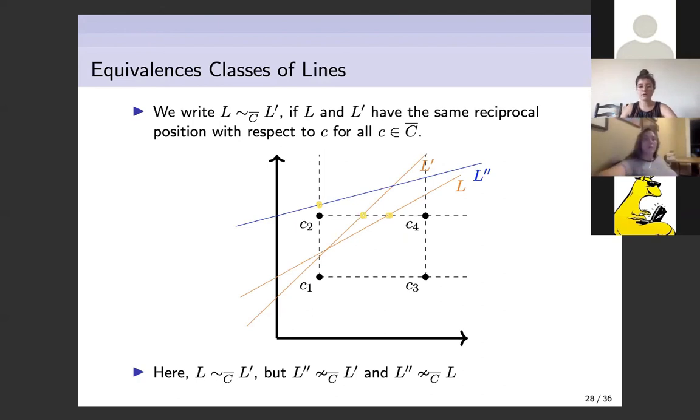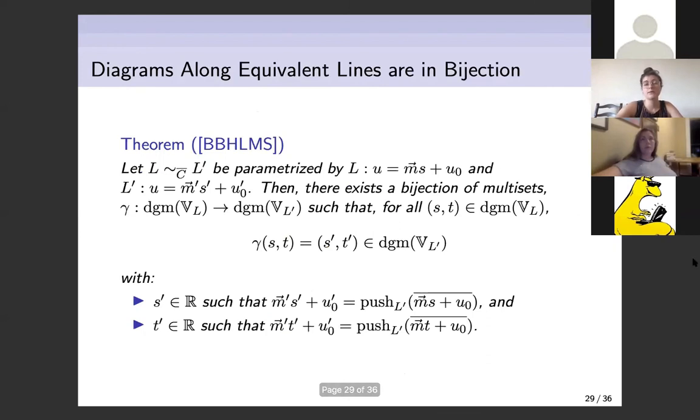Okay, so how do we use these equivalence classes? Well, they allow us to partition the set of all possible lines in the parameter space into a finite set of equivalence classes. Finite because we only had a finite number of critical values. So we can go on to our very last theorem now. We are given two lines L and L prime with their corresponding parameterizations, always lines with positive slope.